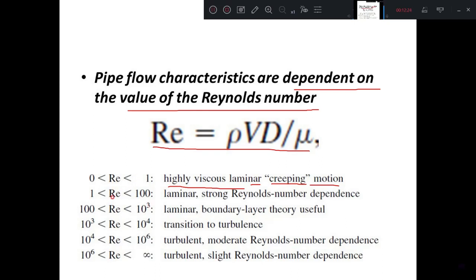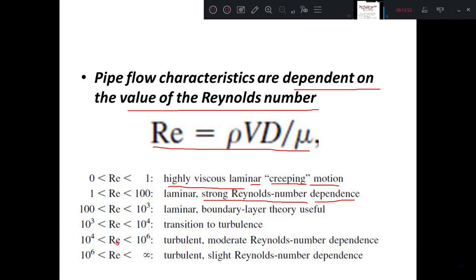If the Reynolds number is between 1 and 100, that is laminar, with strong Reynolds number dependence. If the Reynolds number is between 100 and 1000, it's a laminar flow only, but boundary layer theory is useful here. If the Reynolds number is between 1000 and 10,000, that is a transition to turbulence.